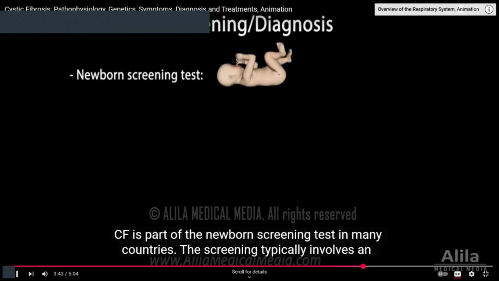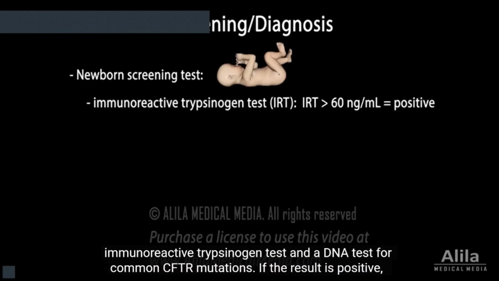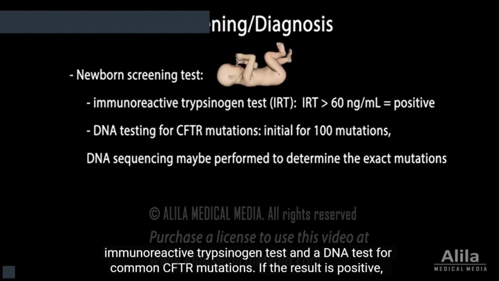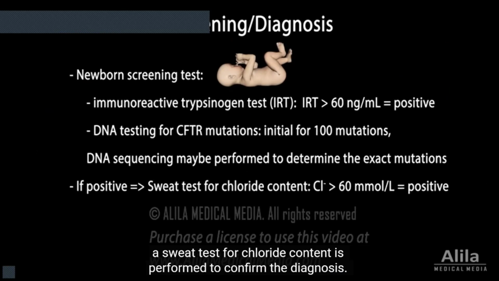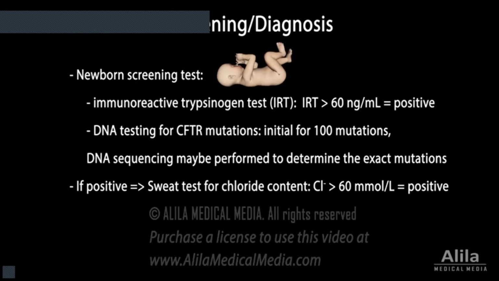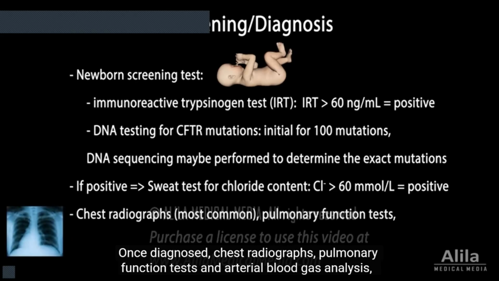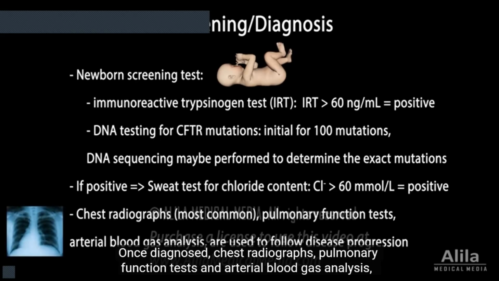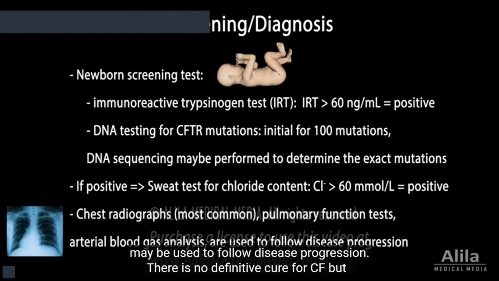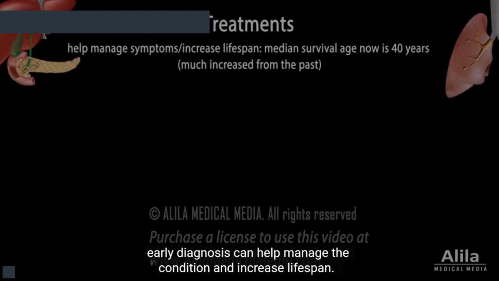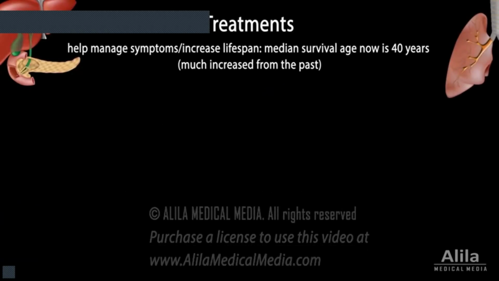CF is part of the newborn screening test in many countries. The screening typically involves an immunoreactive trypsinogen test and a DNA test for common CFTR mutations. If the result is positive, a sweat test for chloride content is performed to confirm the diagnosis. Once diagnosed, chest radiographs, pulmonary function tests, and arterial blood gas analyses may be used to follow disease progression. There is no definitive cure for CF, but early diagnosis can help manage the condition and increase lifespan.